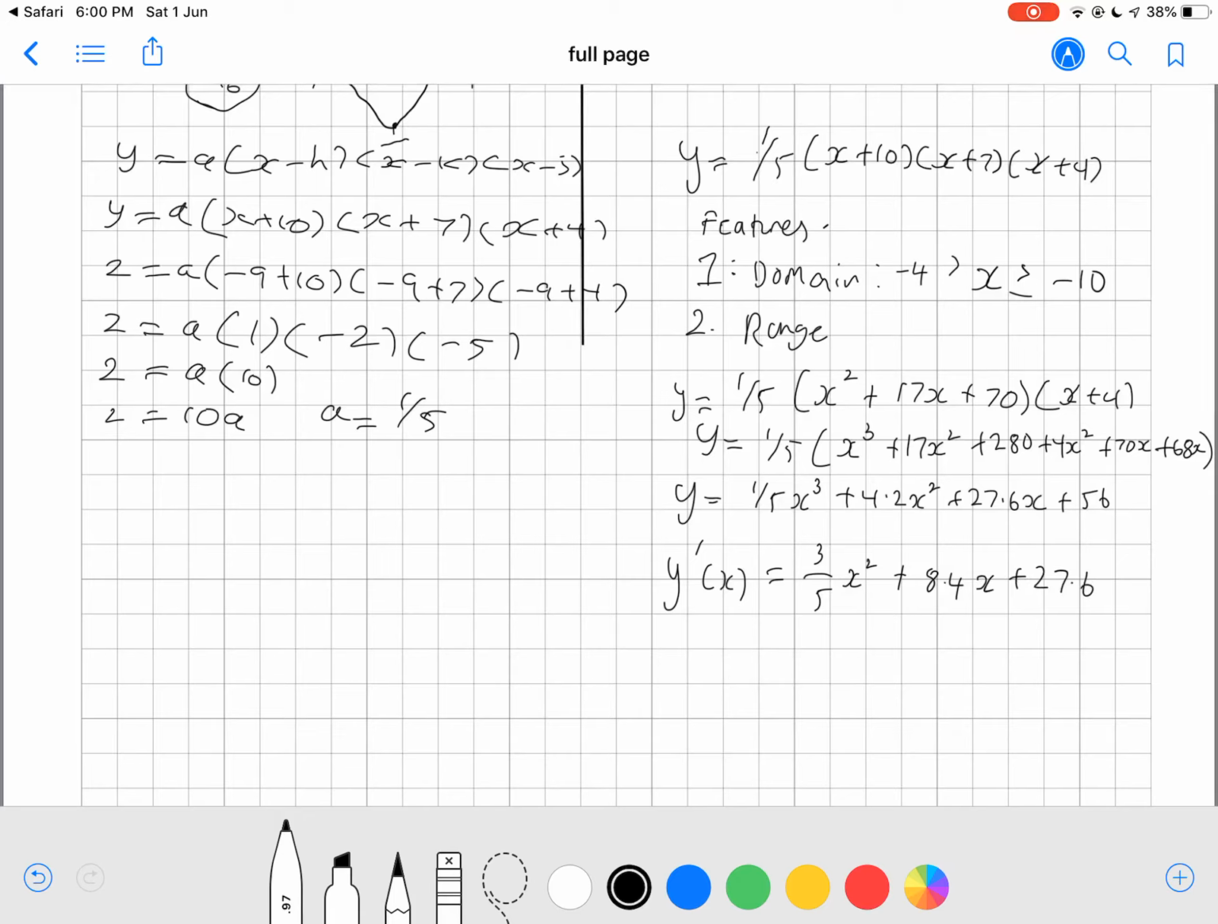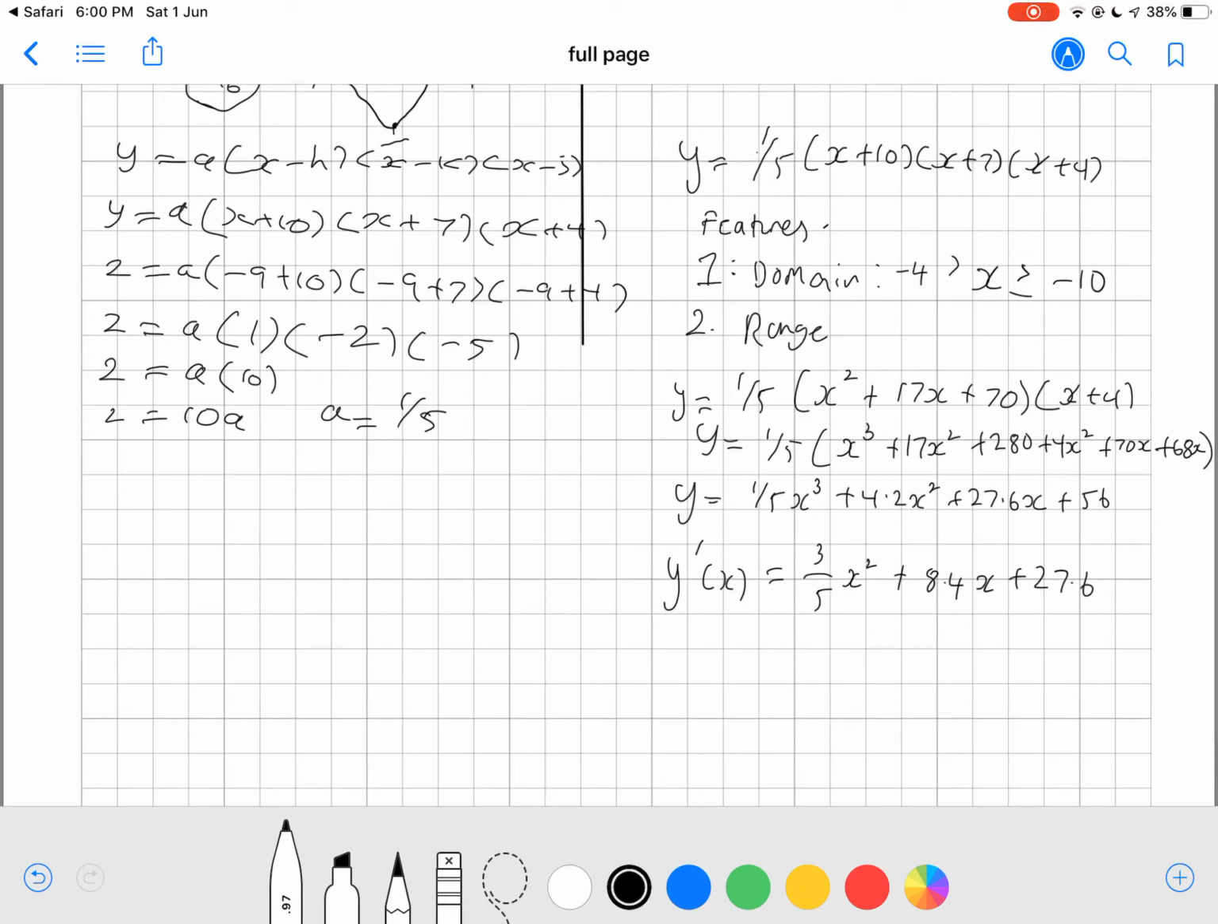For this one, you just get rid of the x. So 1 times 27.6 is 27.6, and you take the power down by 1, so 1 becomes 0. X to the power of 0 is 1. 1 times 27.6 is 27.6. And the plus 56 is just gone, okay?